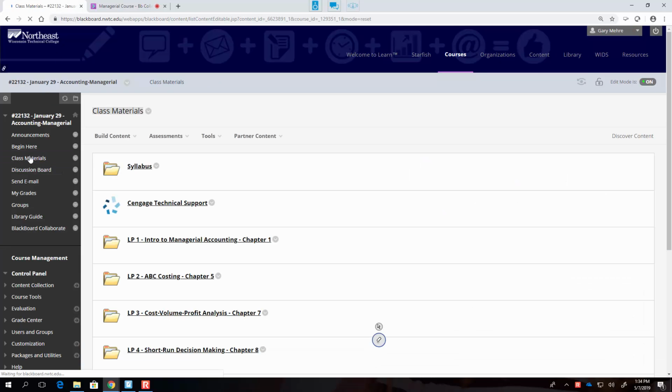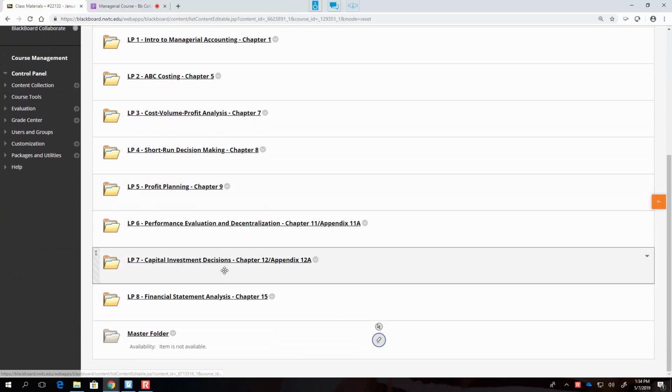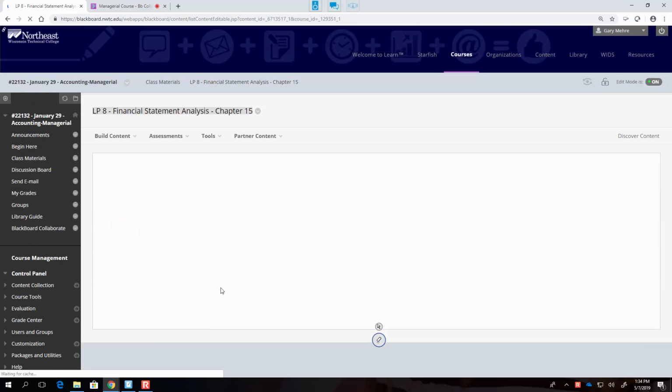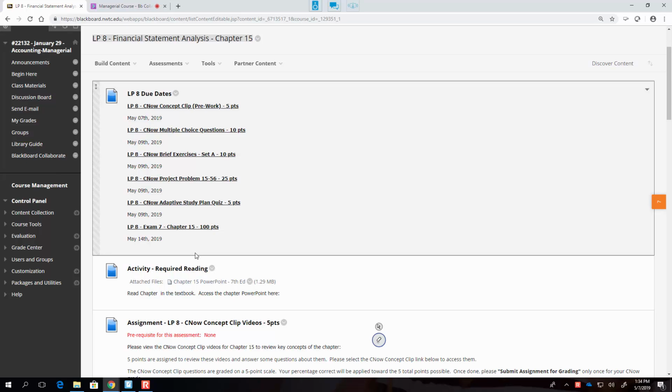Hello guys. Today we're going to finish our last chapter in Managerial, chapter 15. It's very short. We are looking at just doing the ratio computations for this chapter and give it a little more insight into just how we compute them.